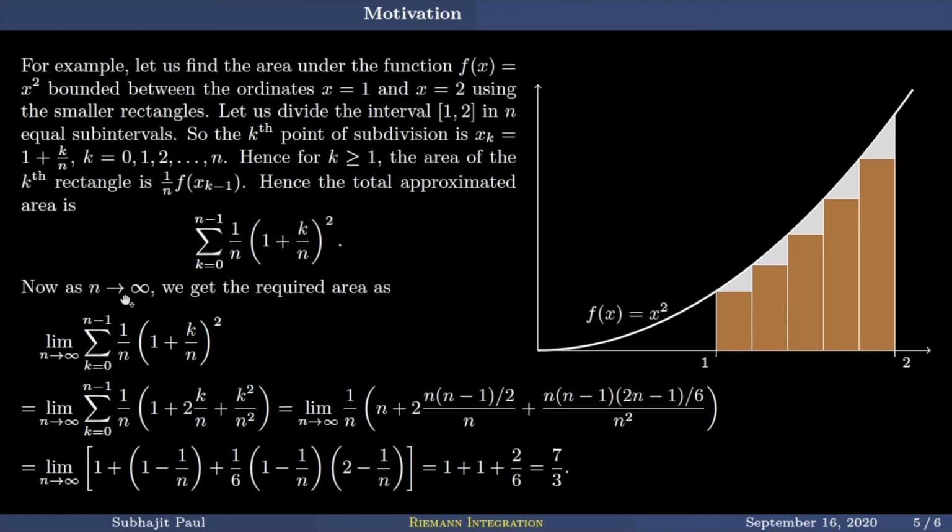So now as n tends to infinity, we get the required area. So we apply the limit n tending to infinity over here. By the way, 1 by n is your h. As n tends to infinity, we get the required area as the limit n tending to infinity of this thing. I have just expanded it as 1 plus 2k over n plus k square by n square. Nothing else changed. So 1 by n is there, and now you add for k running from 0 to n minus 1.